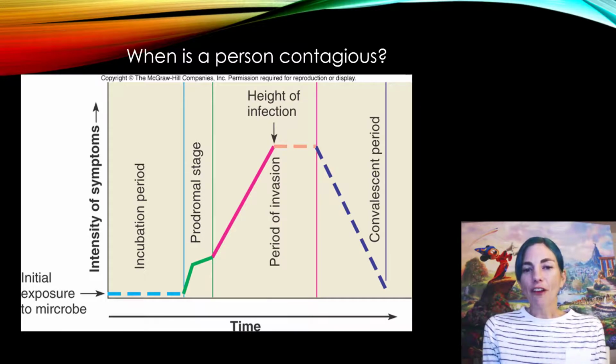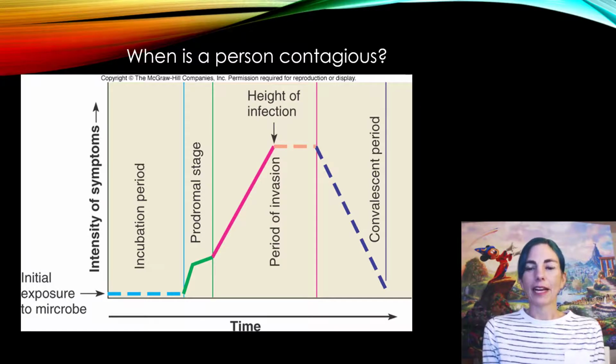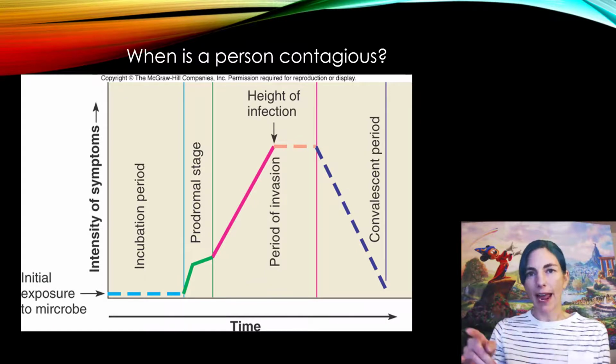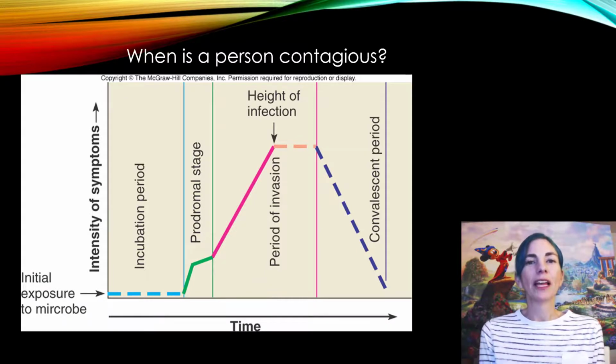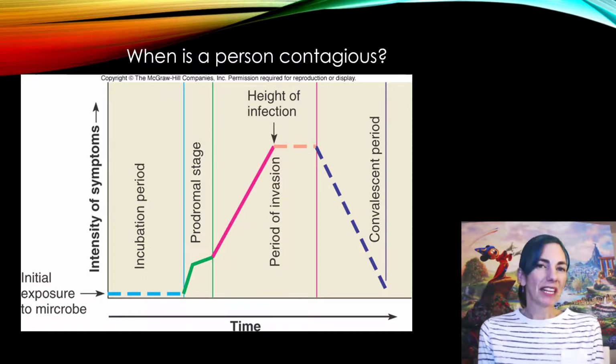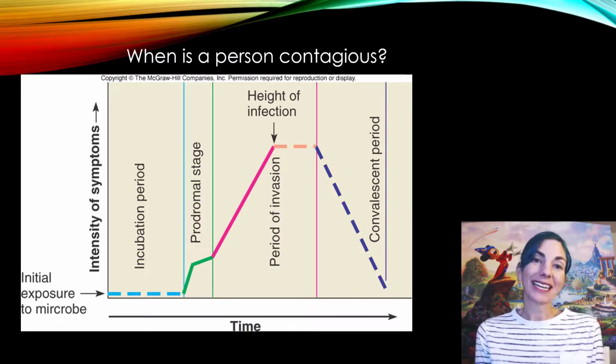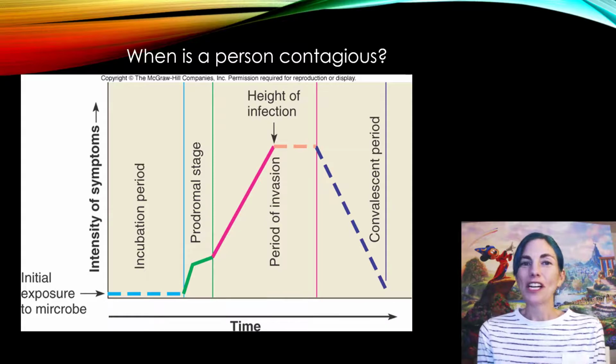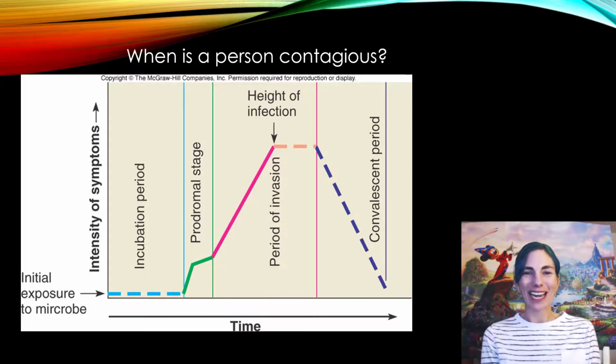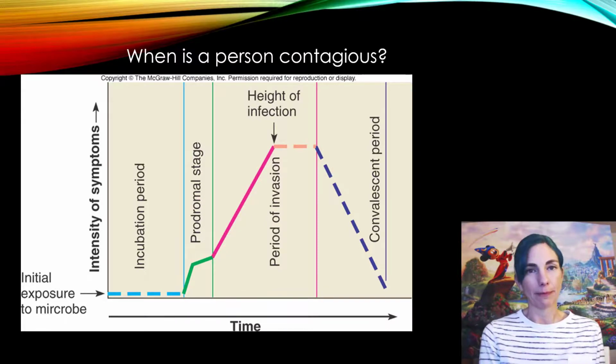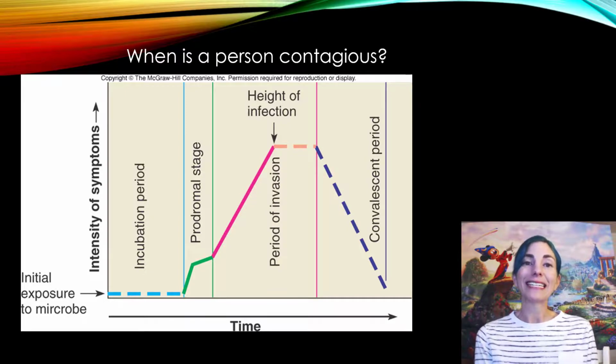So here's another look at kind of that same thing. They don't have the convalescent period broken up into decline and convalescent like I do. But it brings up this question: when is a person contagious? Well, that is an excellent question, and one that is answered by it depends. It depends on the disease.